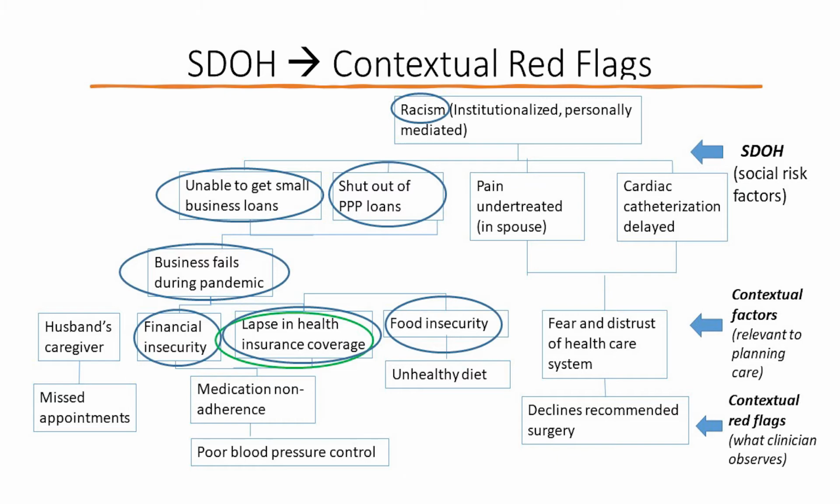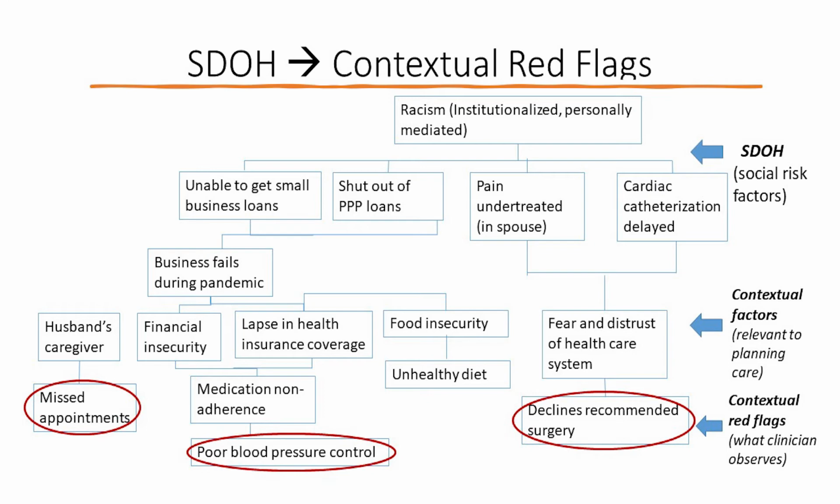So we get a picture here of how these larger forces are pressing down and causing stress on Ms. Jones and her husband. If we turn now to the contextual red flags, which are in red, we see something quite different from the clinician's perspective. It appears here almost as if a patient is behaving irrationally. They're declining recommended surgery, they're not taking care of their chronic condition, they're missing appointments, and so forth.